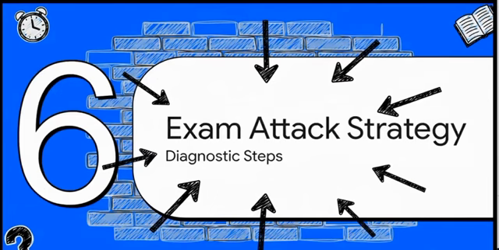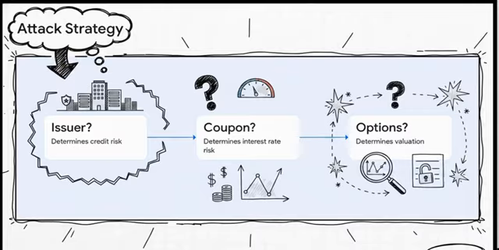And finally, Part 6, Exam Day Attack Strategy. Let's wrap this up with a tactical approach for when you sit down on exam day and face a massive wall of text. Look, whenever you face a bond types question, don't panic. Just look at the prompt and systematically ask yourself these 3 vital questions to instantly diagnose the risk profile. Number 1, who is the issuer?